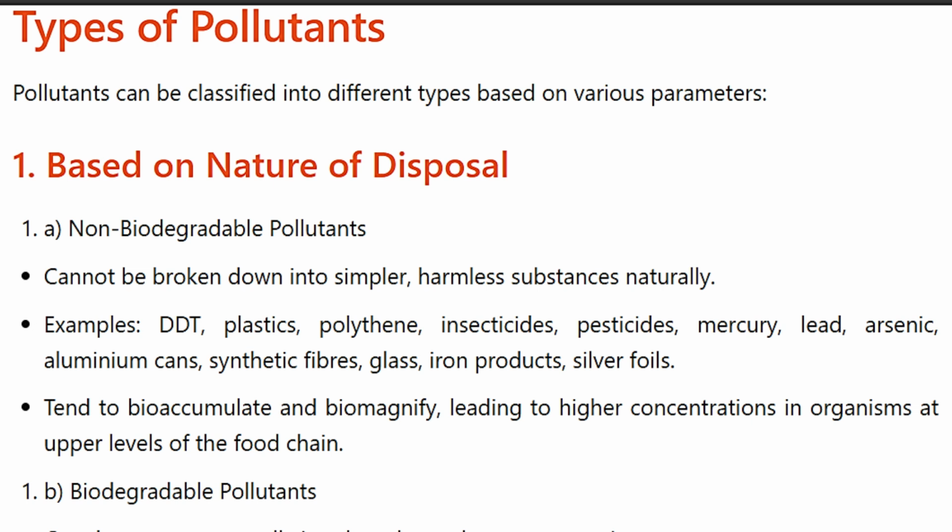Non-biodegradable pollutants cannot be broken down into simpler harmless substances naturally. Examples: DDT, plastics, polythene, insecticides, pesticides, mercury, lead, arsenic, aluminium cans, synthetic fibers, glass, iron products, silver, foils. They tend to bioaccumulate and biomagnify, leading to higher concentration in organisms at upper levels of the food chain.